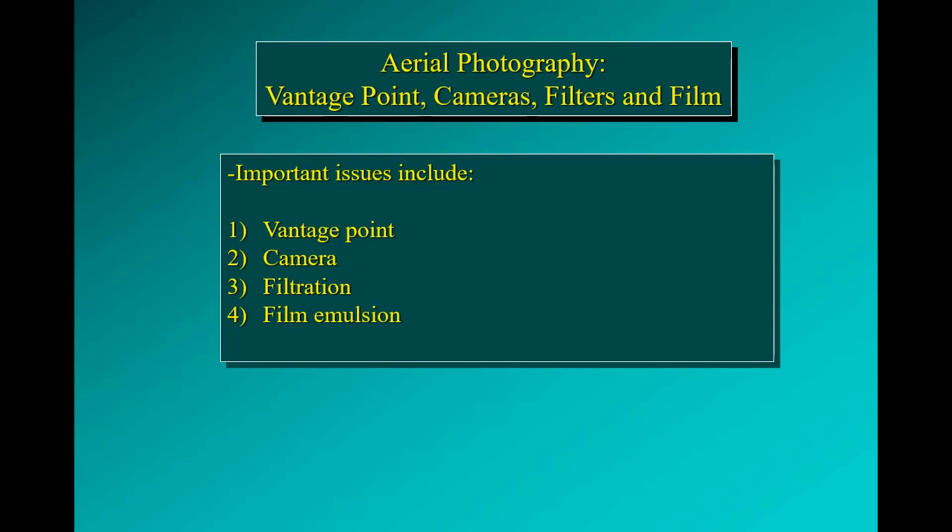And finally, film emulsion. So various types of film emulsions can be utilized, including black and white films, black and white infrared, color, and color infrared film. So I'll be discussing these various film emulsions and how they work in the subsequent slides.